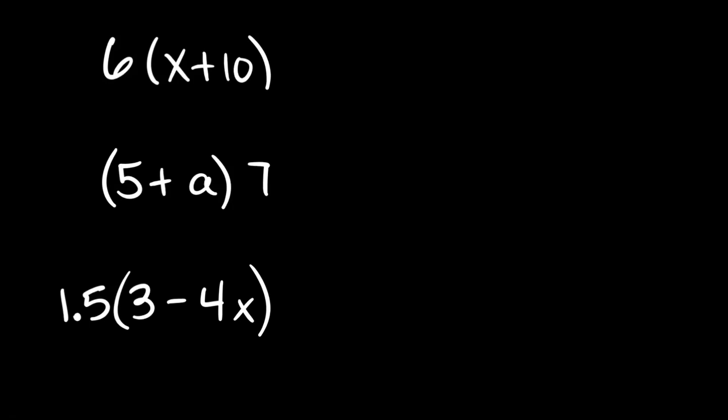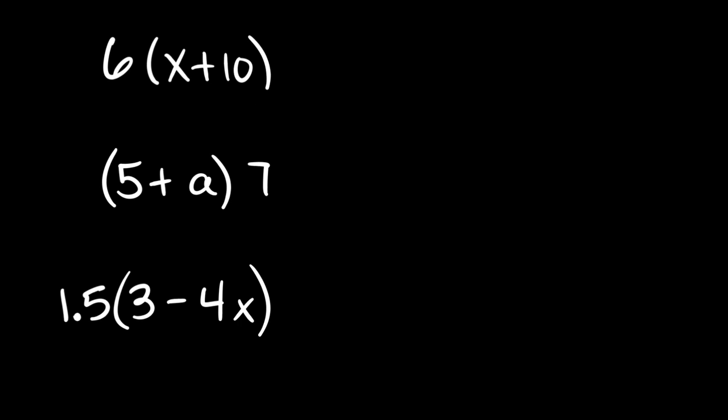All right, so here's some information about the distributive property. The distributive property is used with multiplication. In this case, we have 6 times... there's nothing in between the 6 and the parentheses, so we assume that is multiplication. So 6 times some variable plus 10.